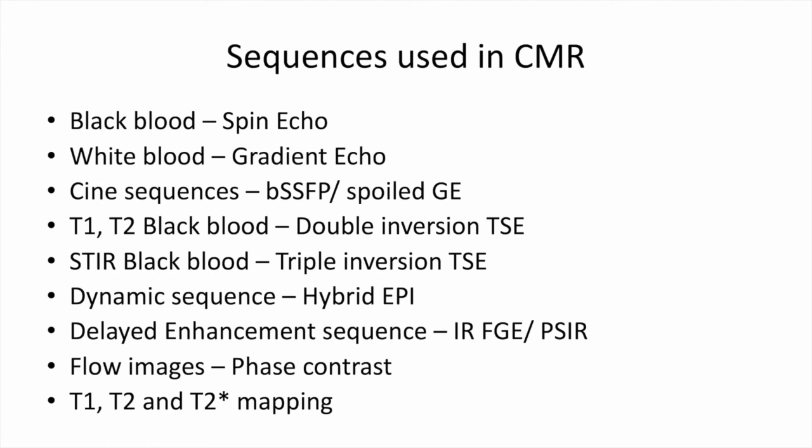The dynamic perfusion sequence used for perfusion imaging uses a hybrid EPI technique most of the times. The delayed enhancement images are obtained using a fast gradient echo sequence with phase-sensitive inversion recovery. The flow images use a phase contrast for velocity and volume data. Lastly, the T1, T2 mapping and T2 star images are parametric pixel level mapping techniques which are dealt with in separate talks.